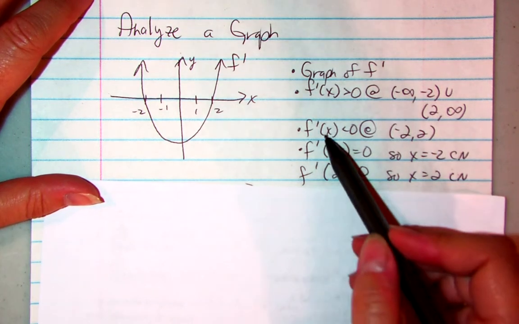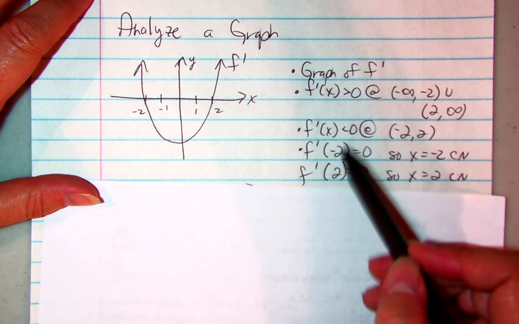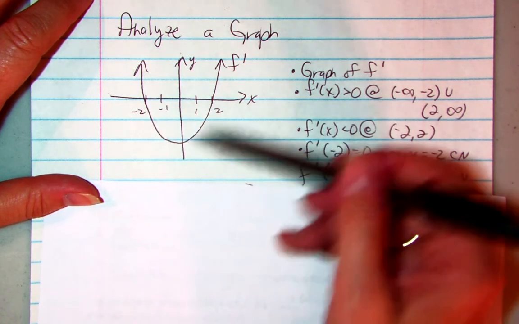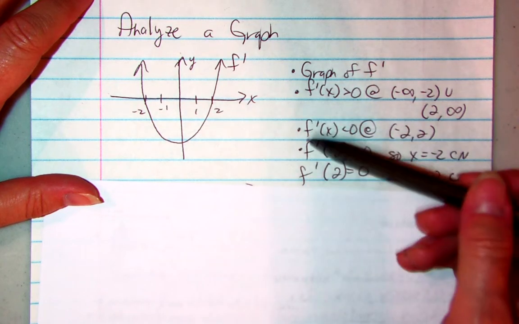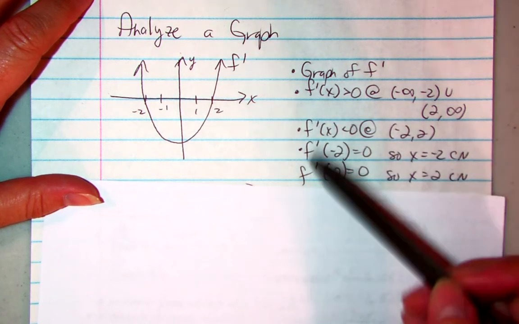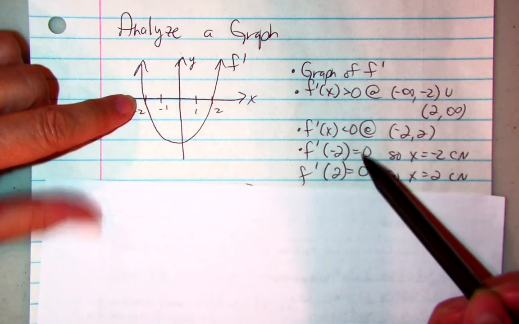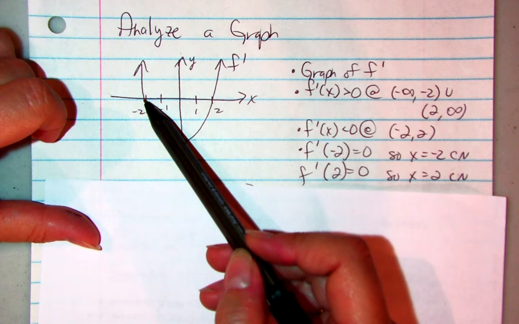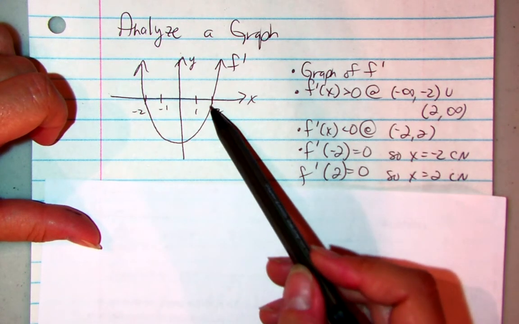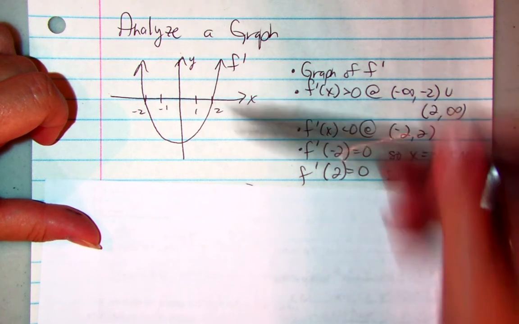Well, what x values will my y output on my first derivative be negative or less than 0? Well, that's in between. From -2 to 2, all of these y outputs are negative. The first derivative is negative for these x values. Well, f prime of -2 is equal to 0, because my y is 0. And for f prime of 2, my first derivative is equal to 0. It's my y output.